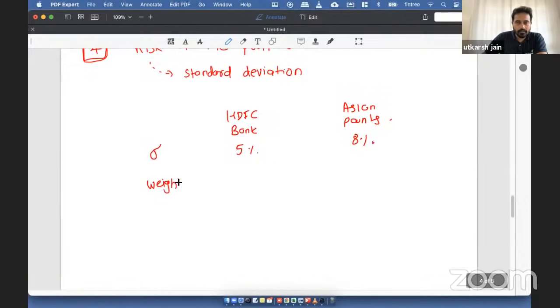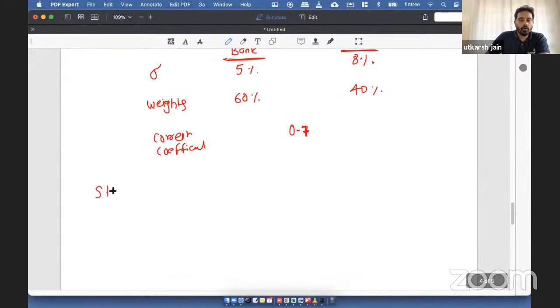What are the weights? How much money are we going to put in each of the category? So we're going to put in 60% here. We're going to put in 40% here. How would you calculate? We'll need one more variable. What is the correlation coefficient of these two stocks? That means, are these stocks moving together or are they moving in the opposite direction? I'm going to throw in a number. I don't know what that number is. Let's say 0.7.